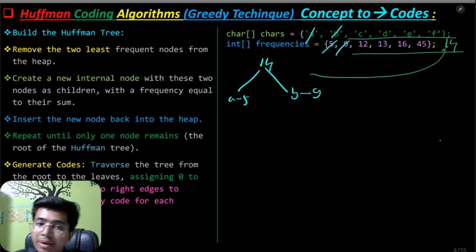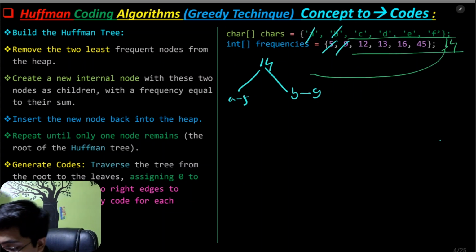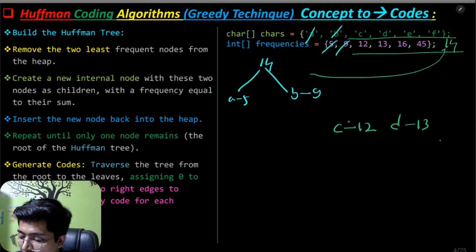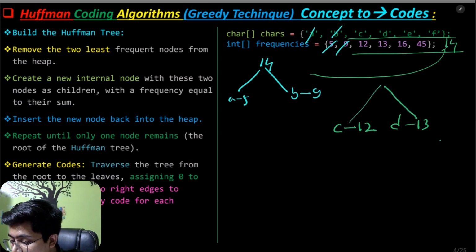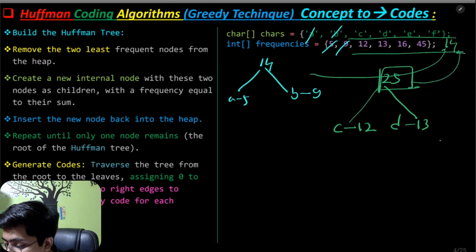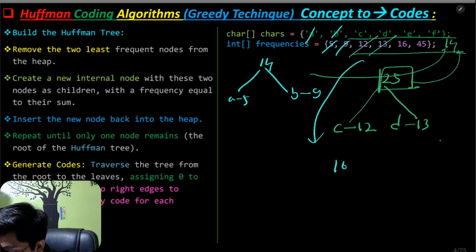So we again pop the next two elements. After this the elements are C12 and D13. C12 and D13, again we combine those two elements. That means we add those two elements and assign them to a new node. So they are assigned to a node, 13 plus 12, this is 25. Again we insert this node in here, and after that 12 and 13 have been popped. So our next frequencies become 16, 45, 14, and this is 25.